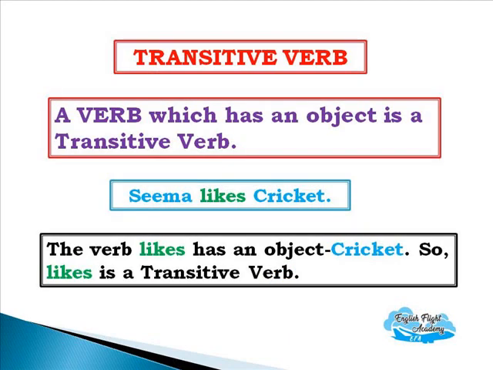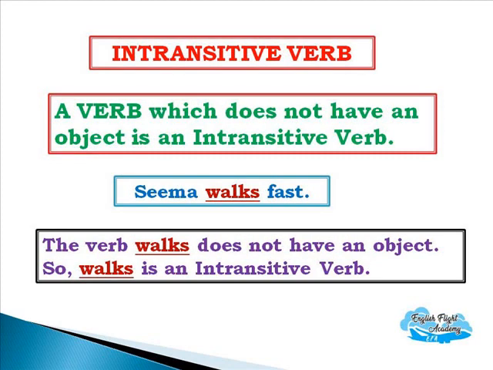So what's a transitive verb? Transitive verb का object होता है, very simple to understand. Seema likes cricket, वहाँ पे देखें likes is a verb and cricket is an object. तो likes जो है verb है और उसका एक object है cricket. जिस verb का भी object होगा, that particular verb is called a transitive verb. Very simple to understand. A verb which has an object is a transitive verb. And what's an intransitive verb? Quite opposite to transitive verb.